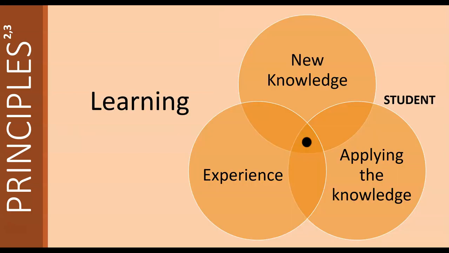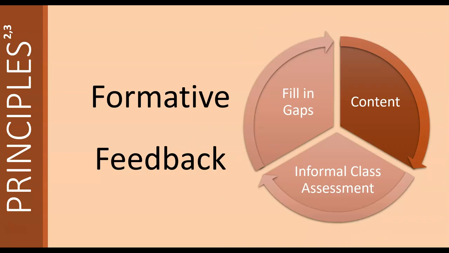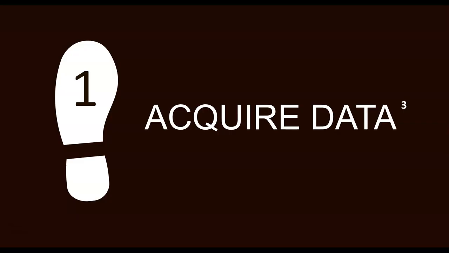The second and third principles are student-centered learning and formative feedback. The gist of these is that the students always know how they are doing and what they need to work on during the course. There is much more information to be found online if you'd like to know more about these principles. The first step of the muddy point is to get data.